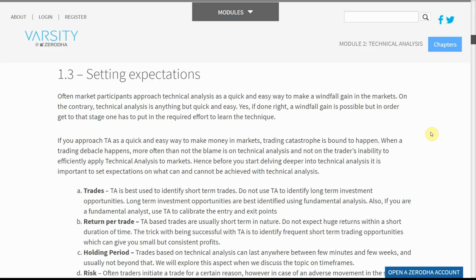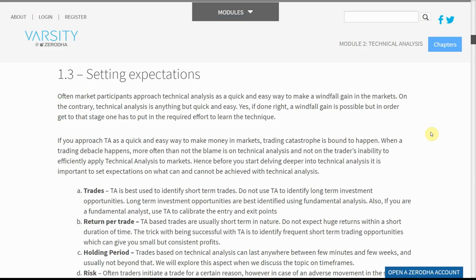If you approach TA as a quick and easy way to make money in markets, trading catastrophe is bound to happen. When a trading debacle happens, more often than not the blame is on technical analysis and not on the trader's inability to efficiently apply technical analysis to markets. Hence, before you start delving deeper into technical analysis, it is important to set expectations on what can and cannot be achieved with technical analysis.